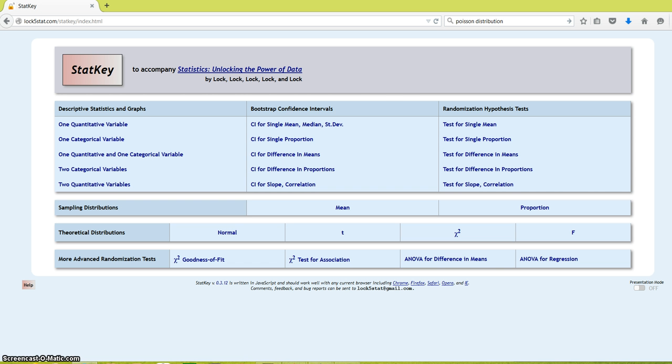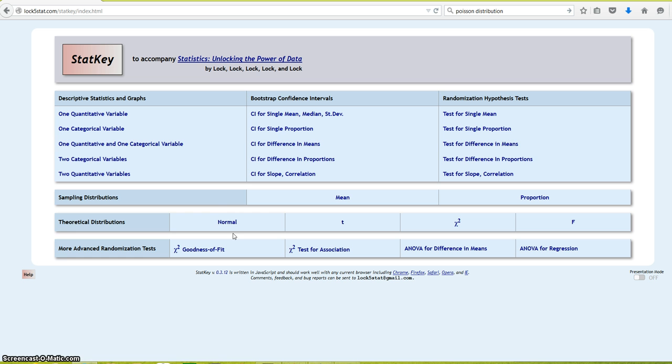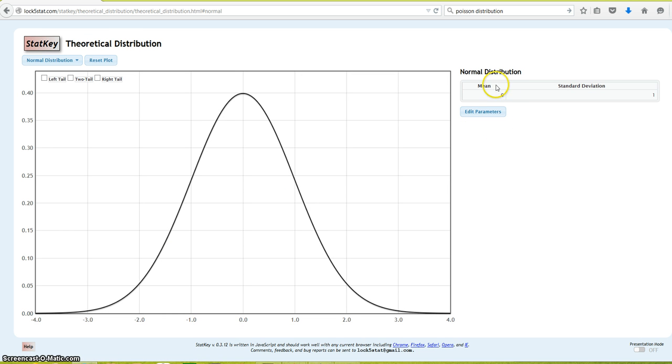Okay, here's StatKey. When I come into StatKey, I'm going to go into the theoretical distribution normal, because that's where I'm going to find my z distribution. I need to make sure that I've got a mean of 0 and a standard deviation of 1, because that's my standard normal z distribution, and I do. Now, to find the z star, I just click on two-tail.